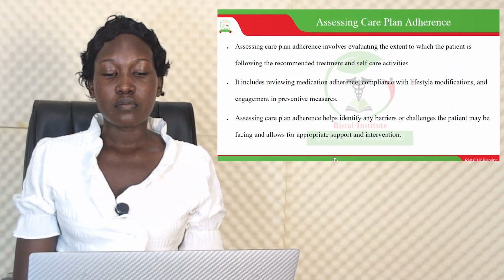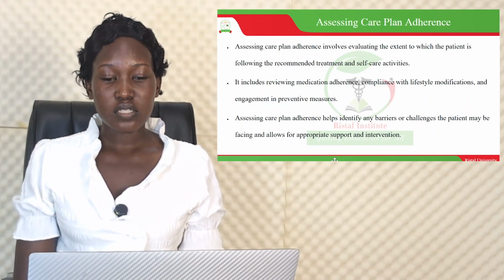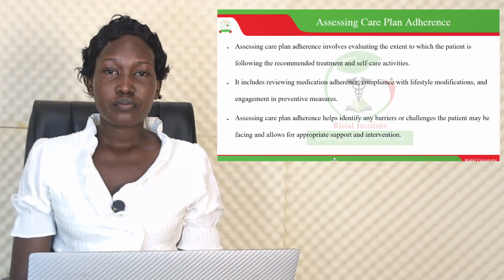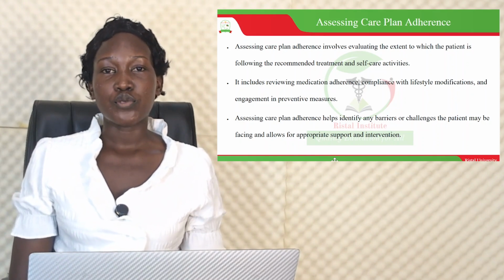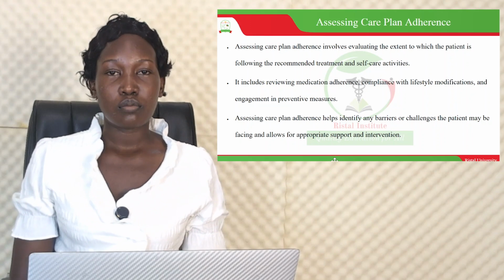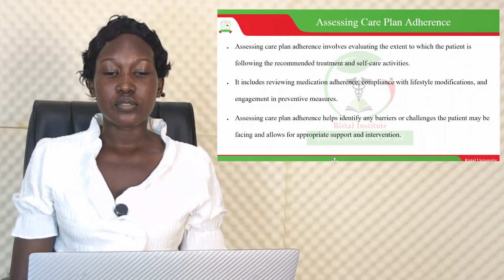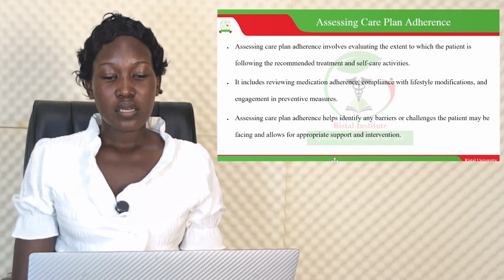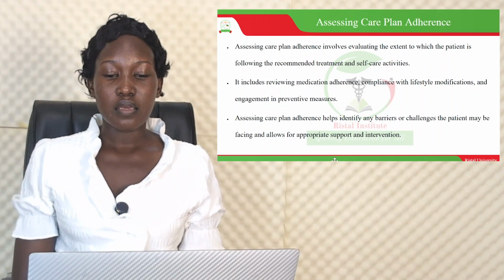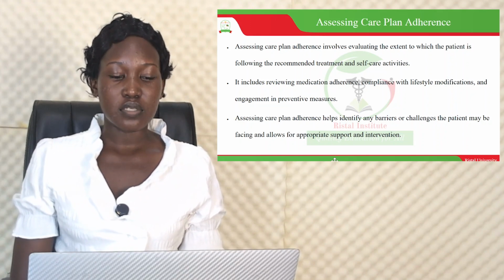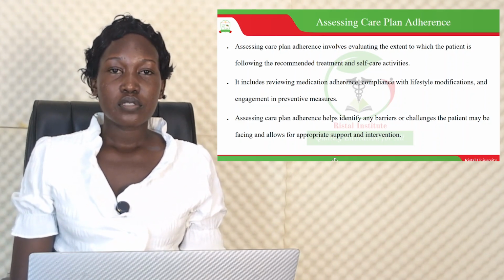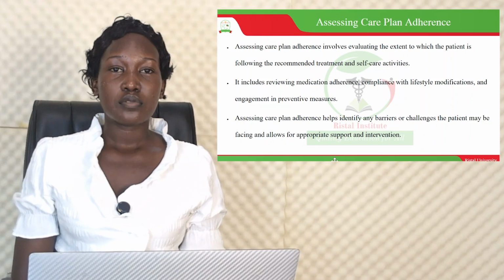It includes reviewing medical adherence, what I've just mentioned, compliance with lifestyle modification, and engagement in preventive measures. Whatever advice you had given them, you want to see if they are trying to follow or adhere to the care plan that you gave them. Assessing care plan adherence helps to identify any barriers or challenges that the patient may be facing and allows for appropriate support interventions. So this helps very much.